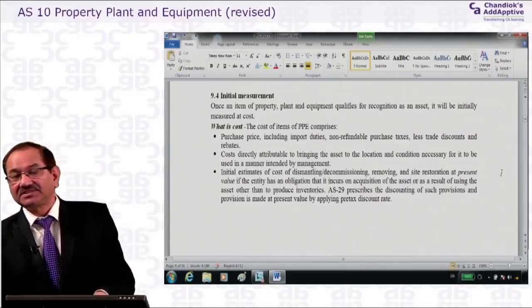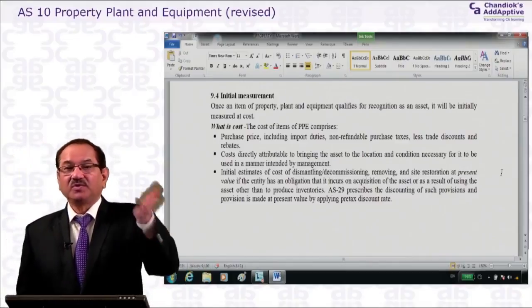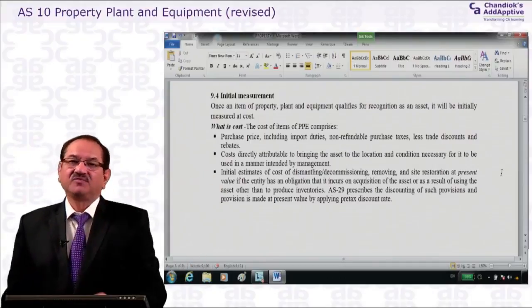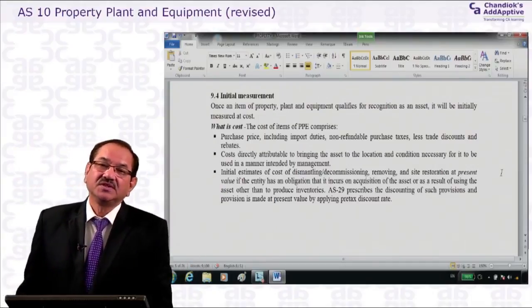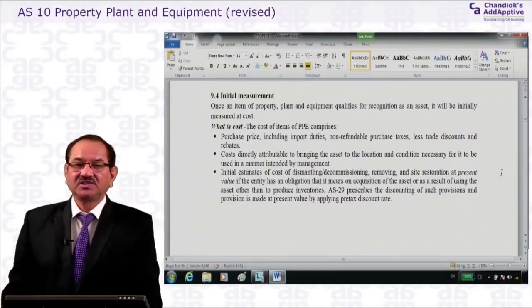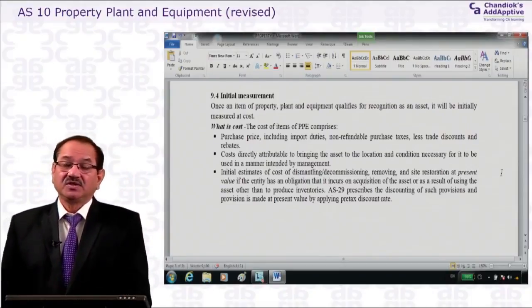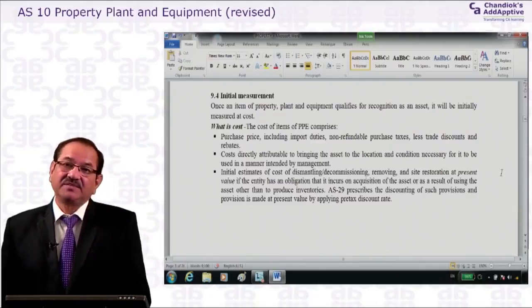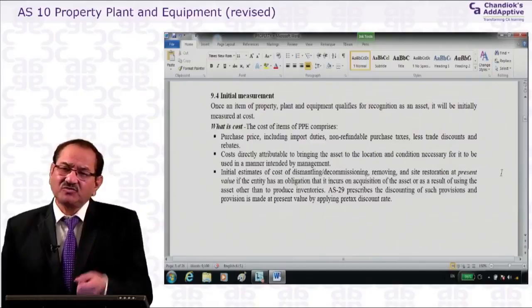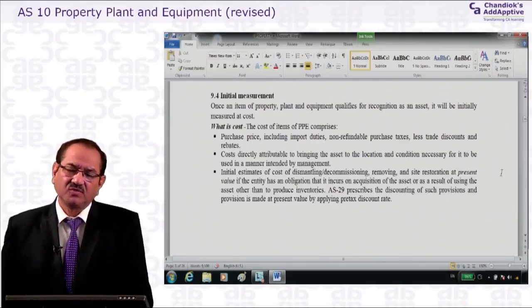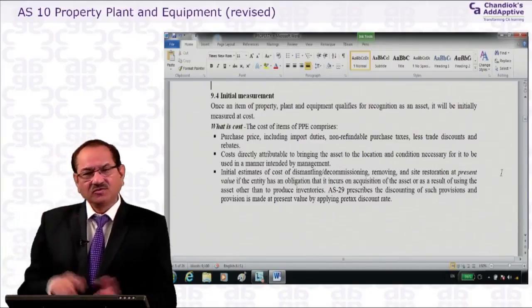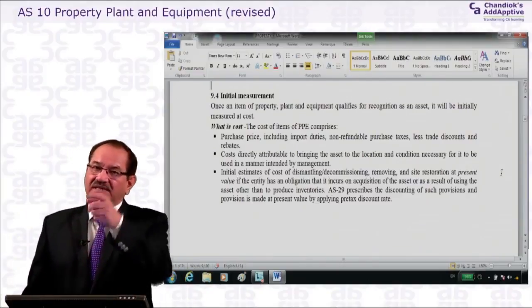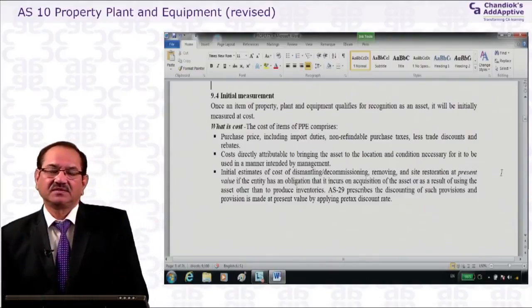You purchase the plant and machinery, the purchase cost will be included. You purchased it in Mumbai, brought it to Delhi, freight will be included. You got it installed, installation expenses will be included, because it is not ready for use as intended by the management. Management's intention is to take production from this plant and machinery. For that you have to do the installation. You did installation, you incurred the expenditure, it will be added to the cost of the plant and machinery.